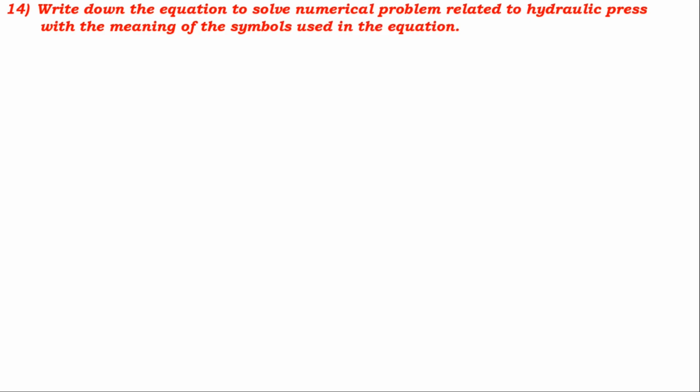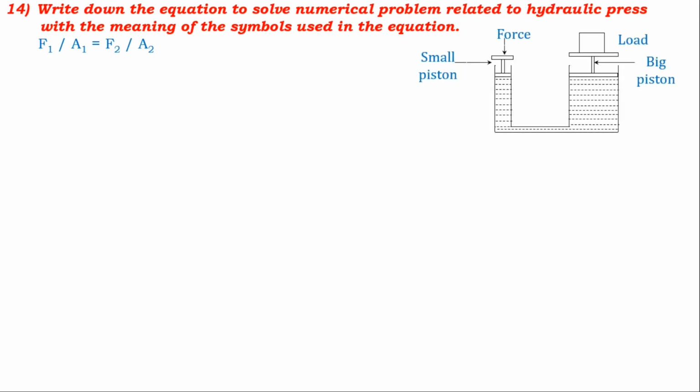Actually, we have already used this equation F1 by A1 equal to F2 by A2. It will be better to have a clear idea about this. That can be understood very easily with the help of this diagram. Two vessels, a small vessel and a big vessel, are connected, and there is a small piston on the small vessel and a big piston on the big vessel, and force is applied generally on the small piston to raise a heavy load placed on the big piston. Okay, this is our equation.